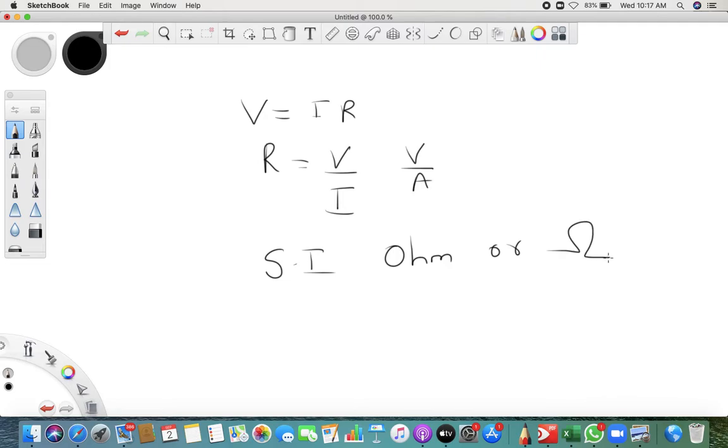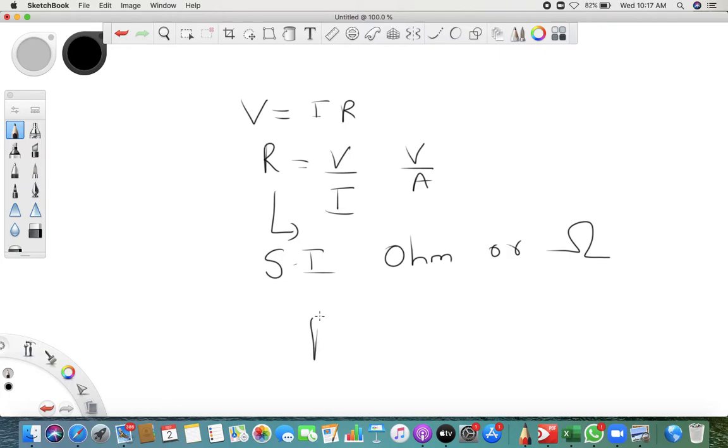This is the symbol. The symbol is omega. So understand this small thing: ohm, and the symbol is this. Two things you have to understand very properly. First is this symbol, the SI unit of resistance.